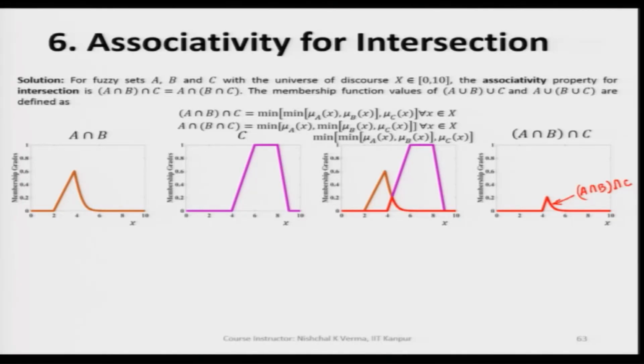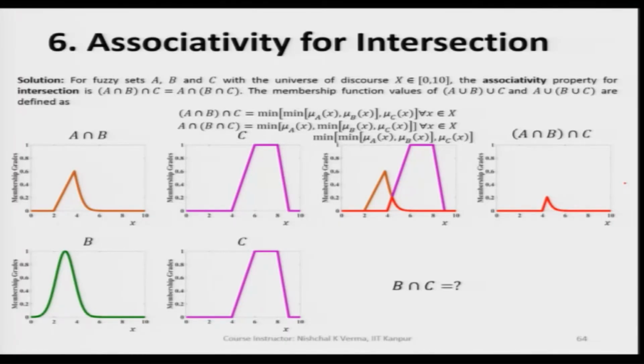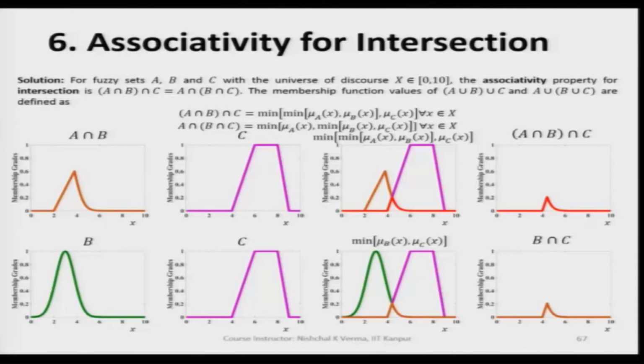Now, let us try to verify. Let us try to get B intersection C first. So, B fuzzy set is here, and please note that all these fuzzy sets A, B, C are continuous fuzzy sets. B intersection C we are going to get like this. So, this is our B intersection C.